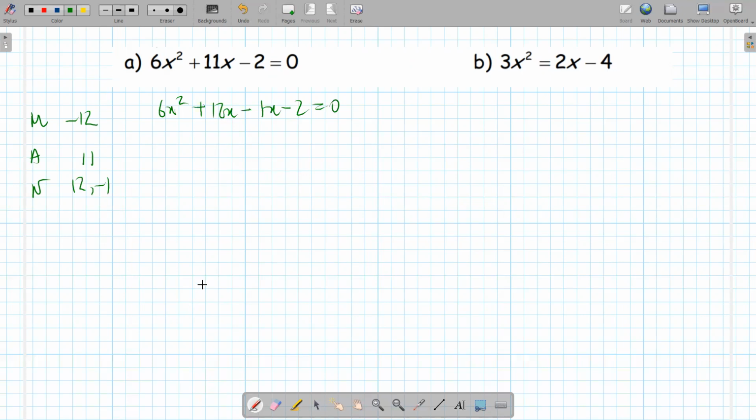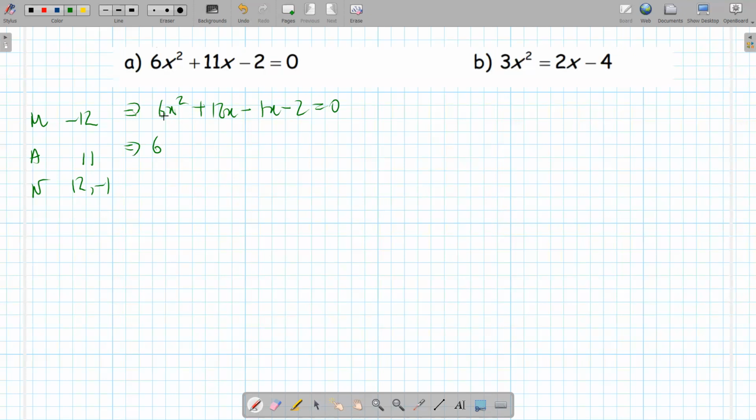Now what can we pull out from the first two? You just don't use the 12x and the minus 1x, because then we would go backwards. We don't want to go backwards. So we're going to pull out something from the first two terms, whatever they have in common. They have a 6 in common. So it just becomes x squared plus 2? No.